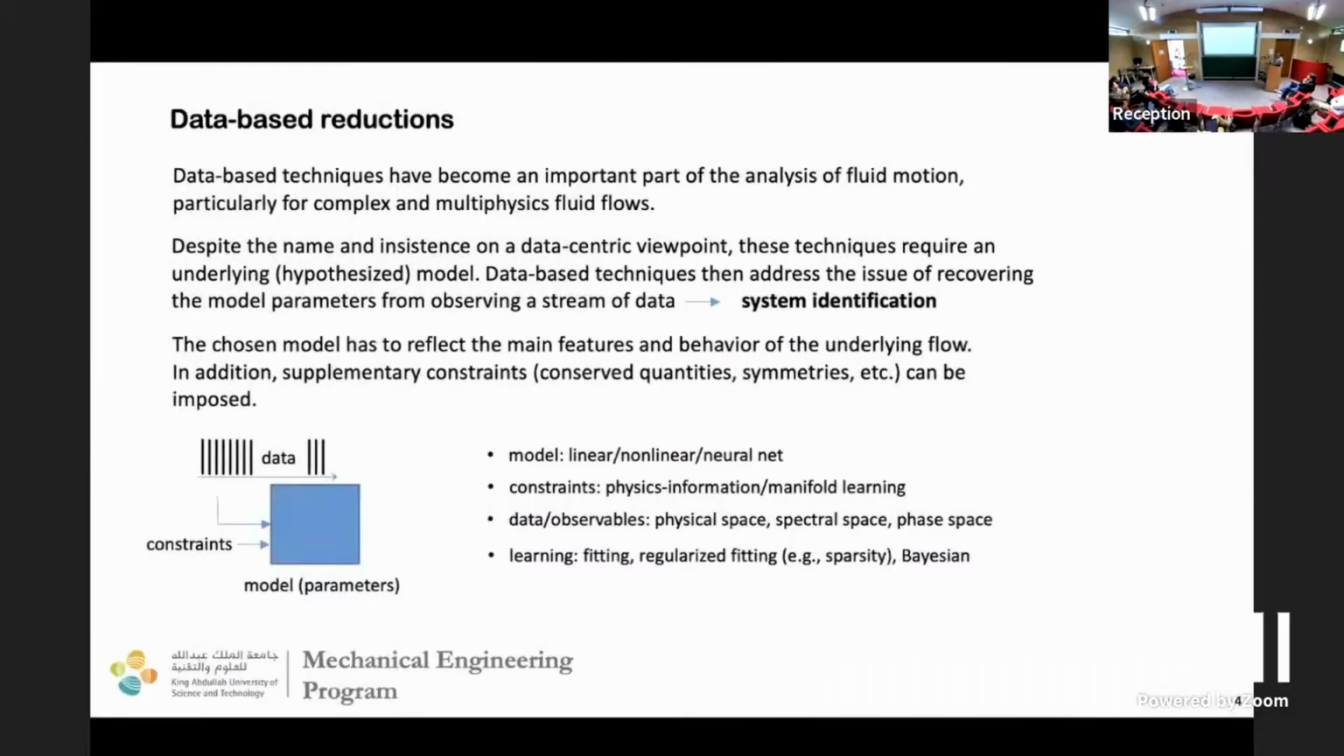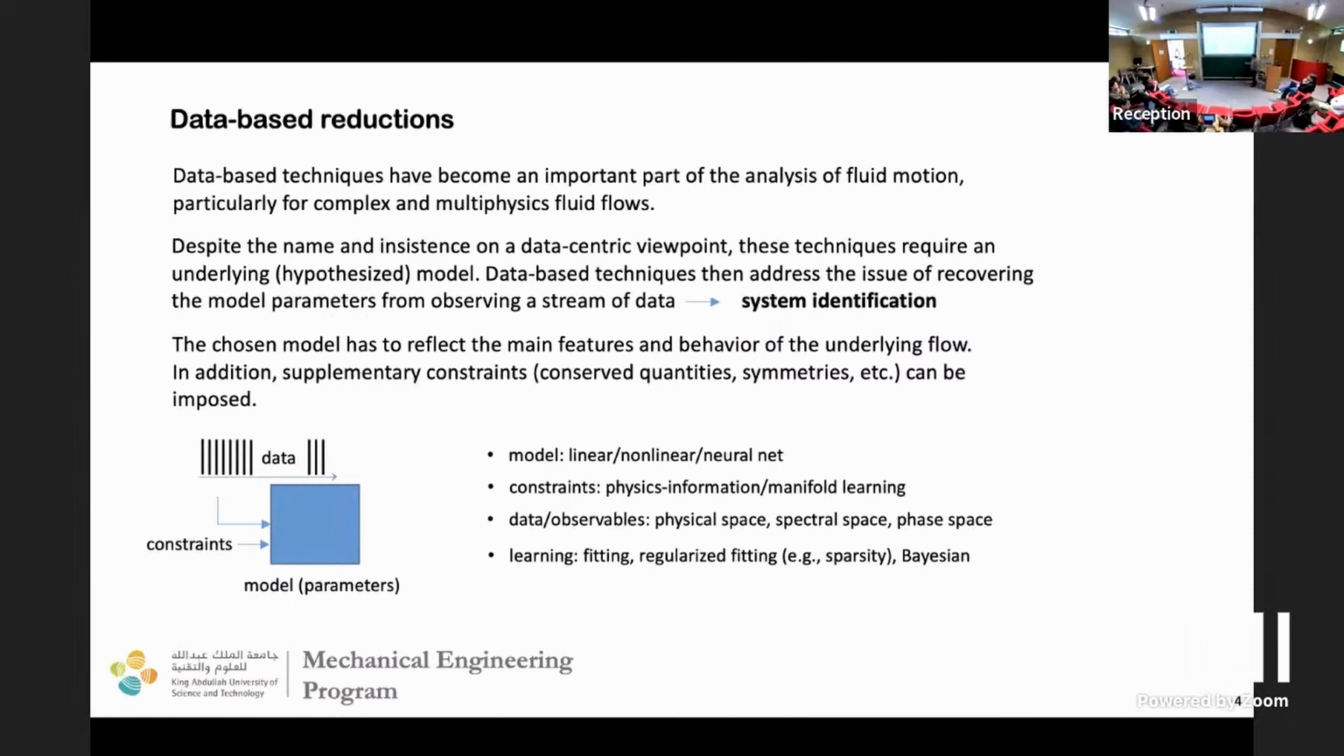Now, of course, there have to be choices to be made. The chosen model that we have or hypothesize has to reflect all the main features that we have in the underlying flow. All the things that we're interested in, whether it's acoustics or chemical reactions, they also have to be part of that model, obviously. And on top of that one, we also have to have supplementary constraints. And that's where conserved quantities, for example, come in, symmetries come in that have to be imposed as we stream through the data.